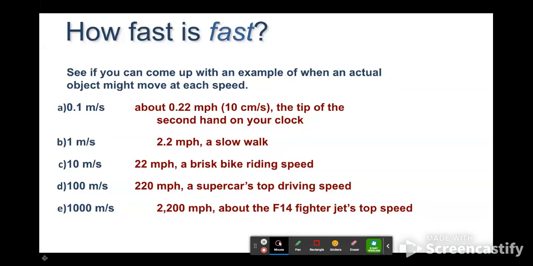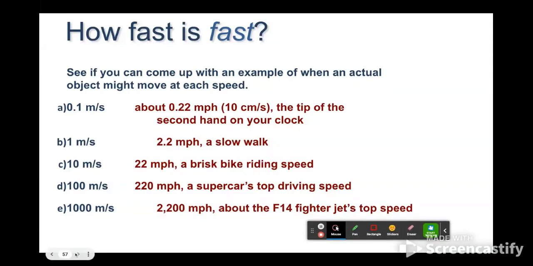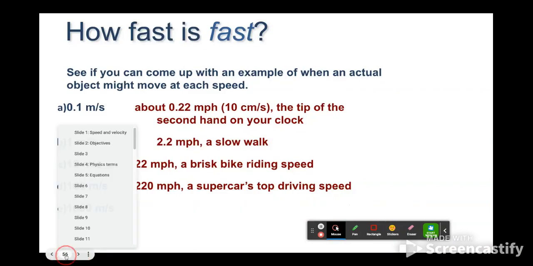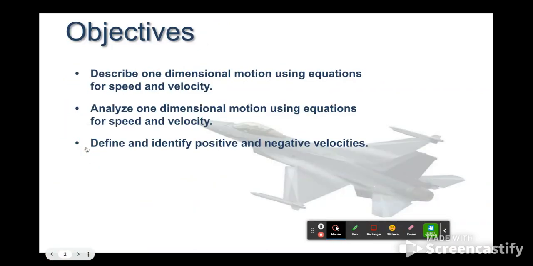I'm going to go back really quick and take a look at slide 2, which were our objectives. So were we able to describe one-dimensional motion using the equation for speed and the equation for velocity? Were we able to analyze that motion, determining whether it was speed or velocity? Do we have negative position or negative velocity? And then just be able to define and identify what positive and negative velocity looks like and how it can actually be produced. So I hope that you get a chance to practice.